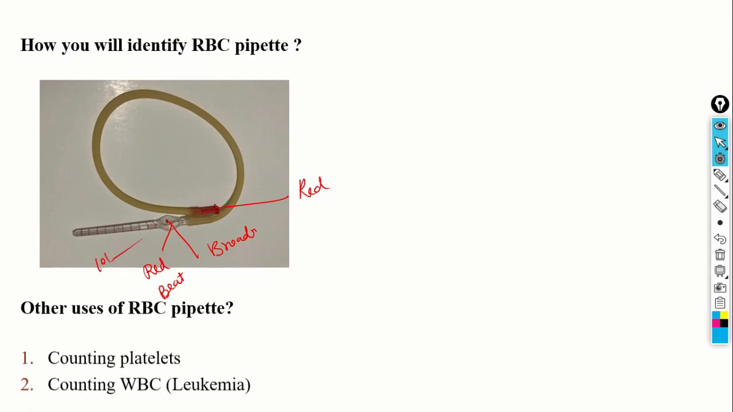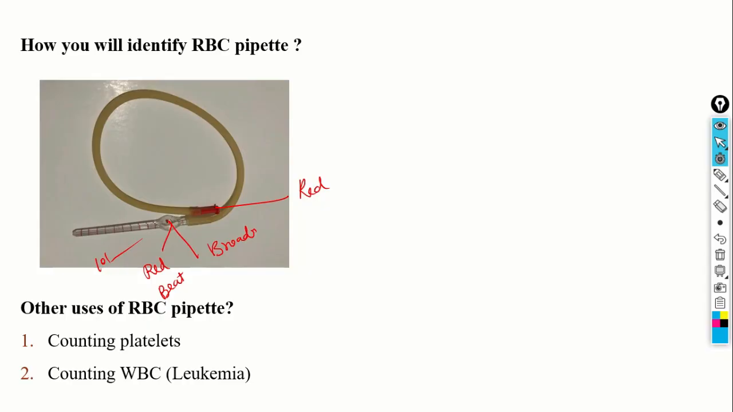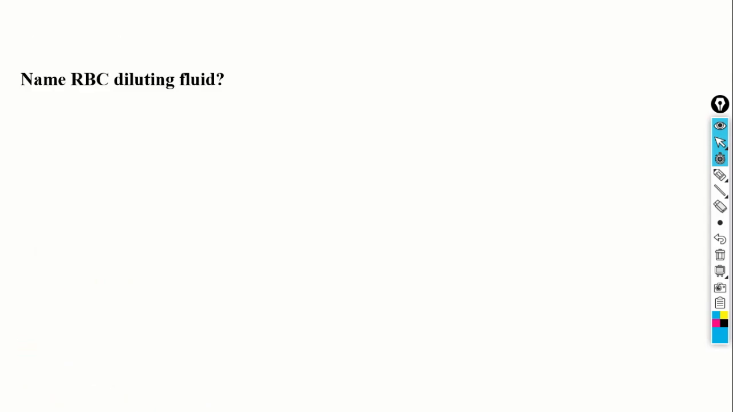Other uses of the RBC pipette: yes, it is also used for counting the platelets and also for counting WBC in case of leukemia. In leukemia, we have increased WBC count, right? So we cannot use a WBC pipette to count it. So you are using the RBC pipette to count the WBC in case of leukemia also. This is a very, very important question. Okay, the other uses of the RBC pipette.